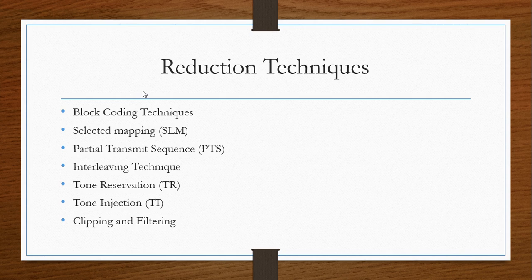Now the next one is the interleaving technique. The notion is that highly correlated data structures have large PAPR, which can be reduced if the long correlation pattern is broken down. This is the basic idea behind using the interleaving technique.